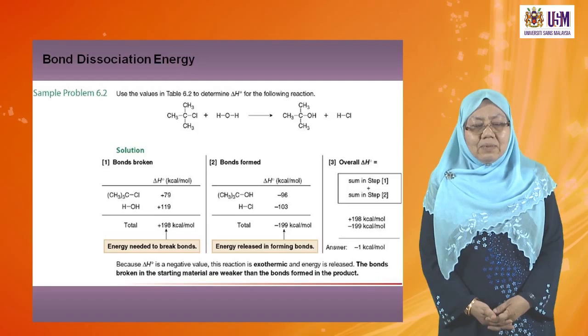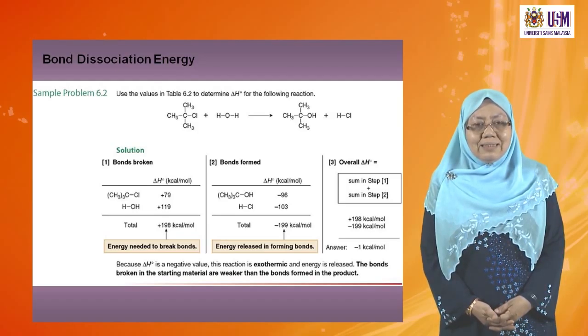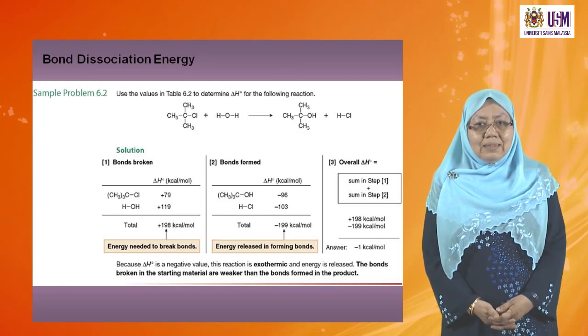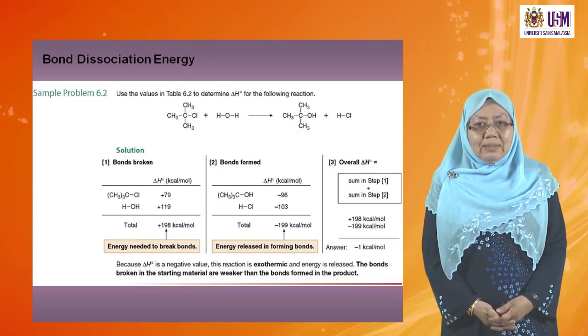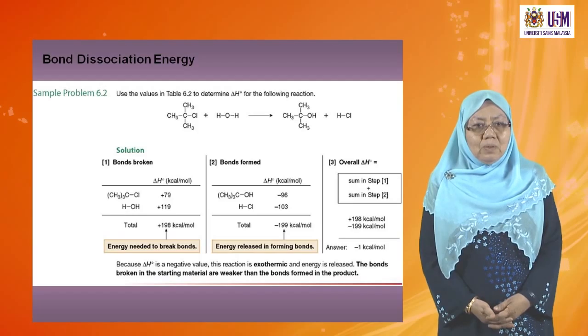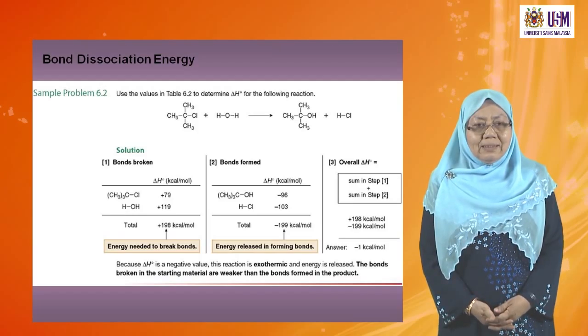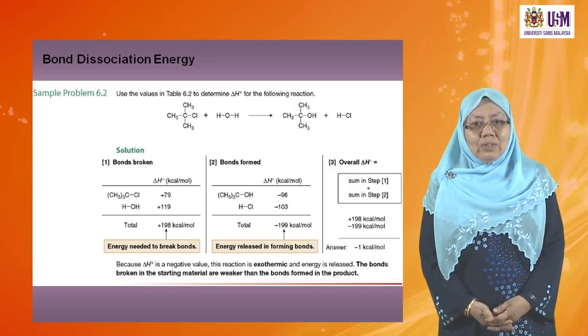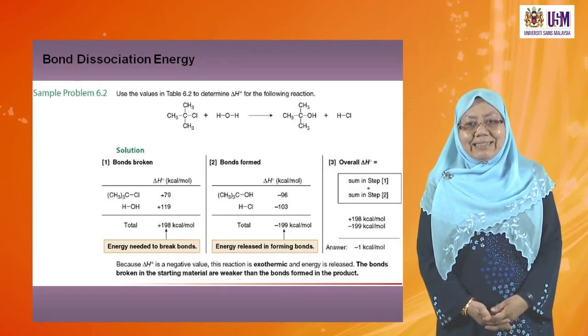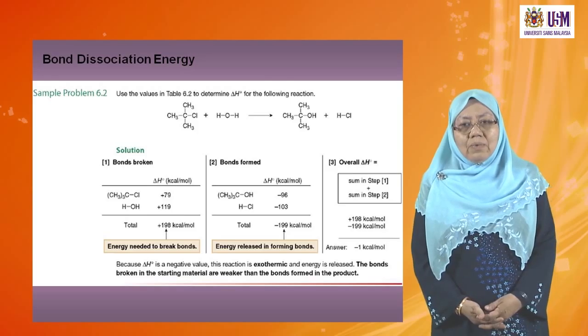199 kilocalories per mole. So the overall delta H naught would be the sum in the first step plus the sum in the second step, and the overall change would be negative 1 kilocalorie per mole. So when we have a delta H value which is negative, the reaction is exothermic and energy is released. The bonds broken in the starting material are weaker than the bonds formed in the product.